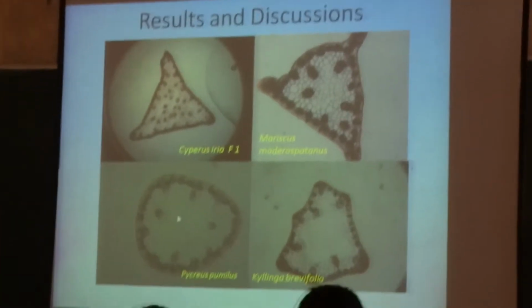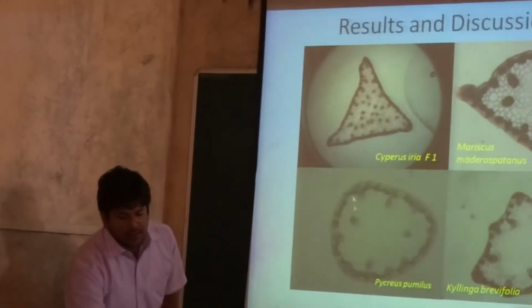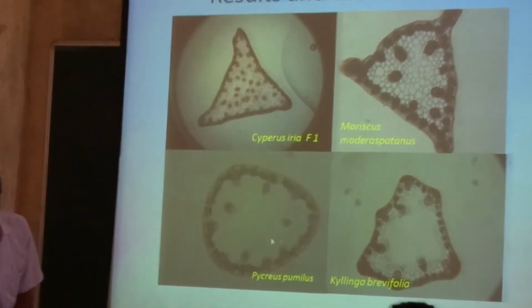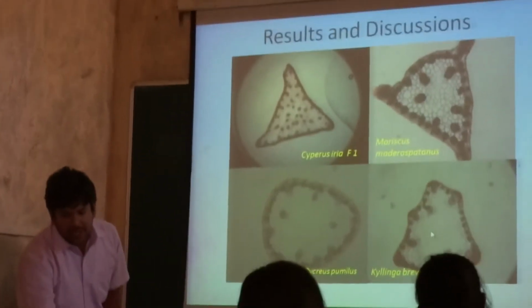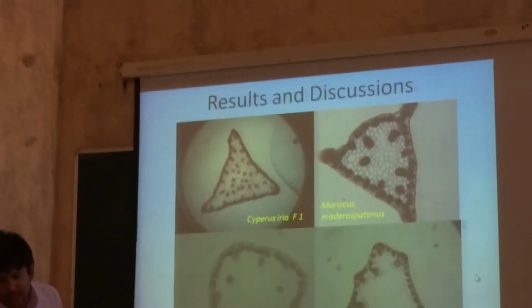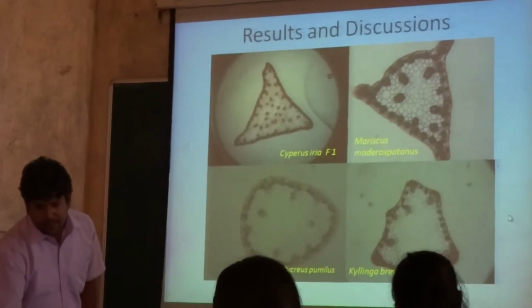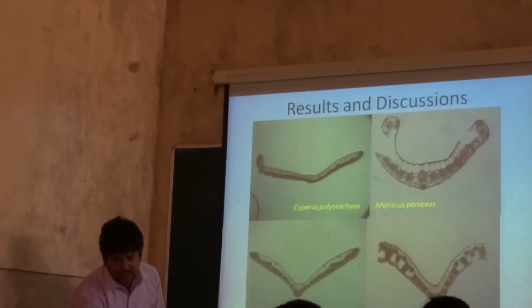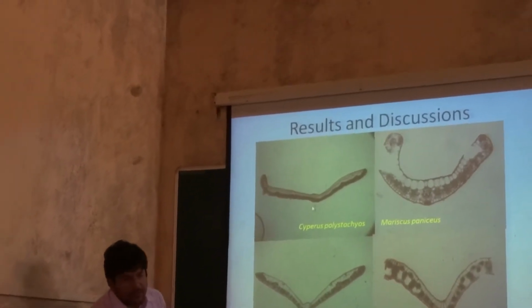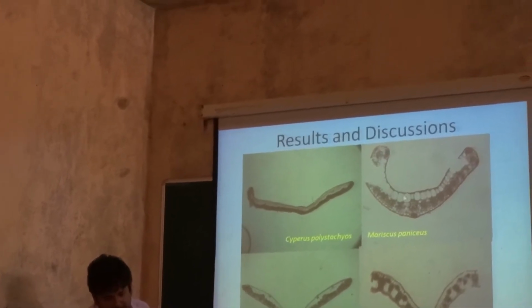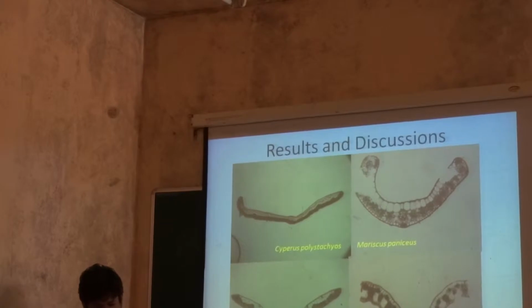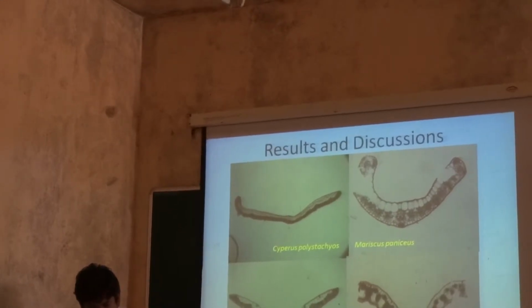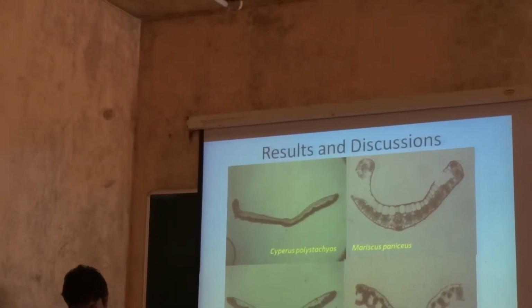Then Picreus pubilis overall looked like a triangle, but it was circular also. Then Kilinga brungifolia had a kind of polygonal shape. Coming to leaf structures, this was more of a flattened leaf. Next was more U-shaped. This was broadly V-shaped Kilinga, and Cyperus was narrowly V-shaped.